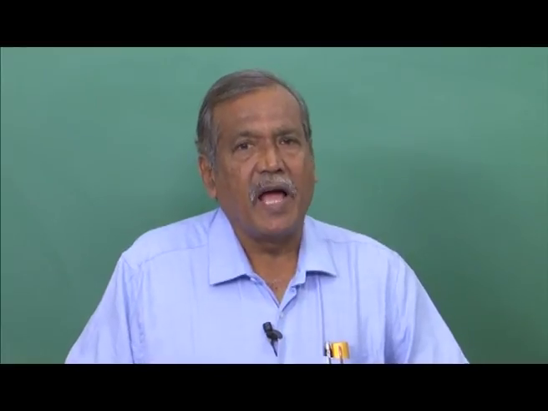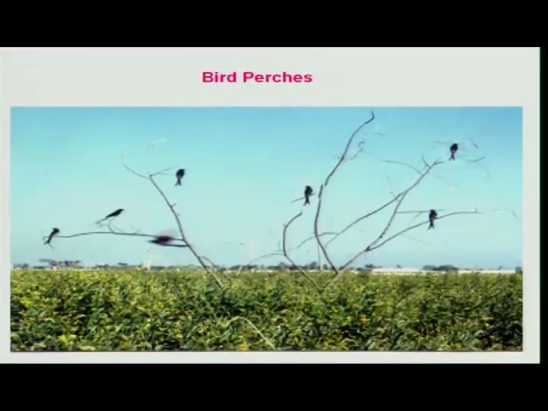Or else, even I have a photograph here, the deadwood branches of a tree can be placed in the field. You can see a large number of birds coming and resting on this. The one that you are seeing in this photograph is a black drongo. This is a very efficient predator on insects.